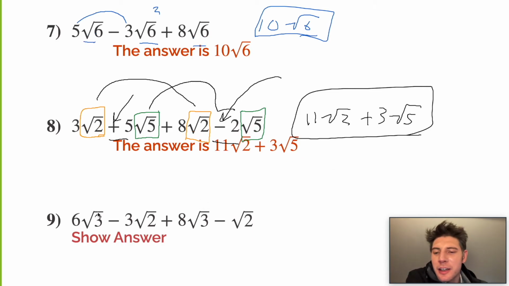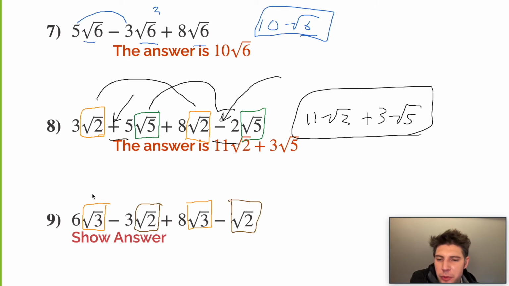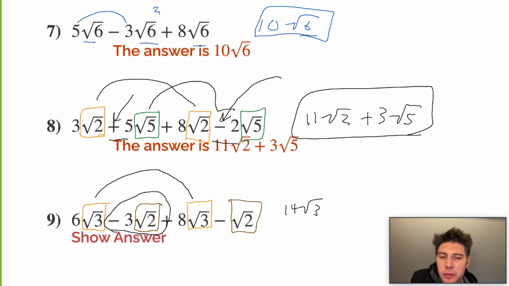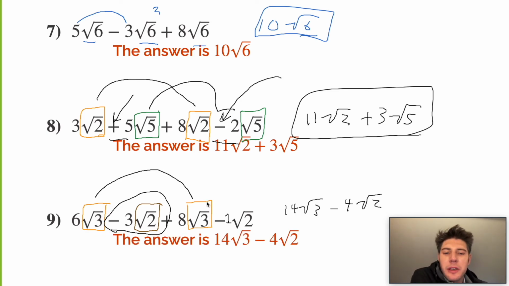So now number 9. I kind of like what I did with the boxes, so I'm going to do the same thing. Root 3s I'll call an orange box, and the root 2s I'll call a brown box. So if we do the root 3s first, we have a 6 root 3 plus 8 root 3. That would be 14 root 3. And then we have a negative 3 root 2, so that negative is part of the 3, and a minus root 2. If there's no number there, it's an implied 1. So this is like negative 3 root 2 minus 1 root 2. And negative 3 minus 1 is negative 4. We have 14 root 3 minus 4 root 2. And we can check this one. And we get 14 root 3 minus 4 root 2.